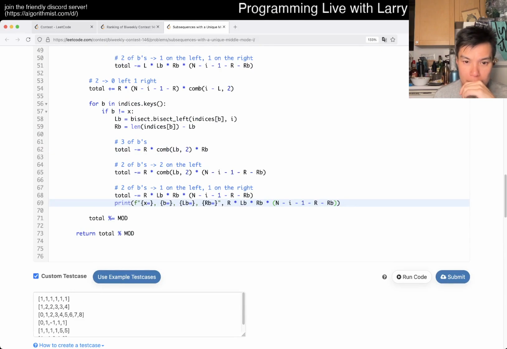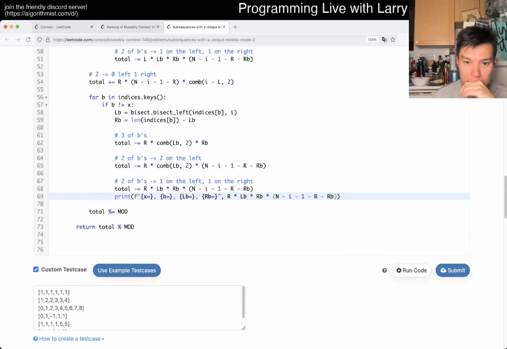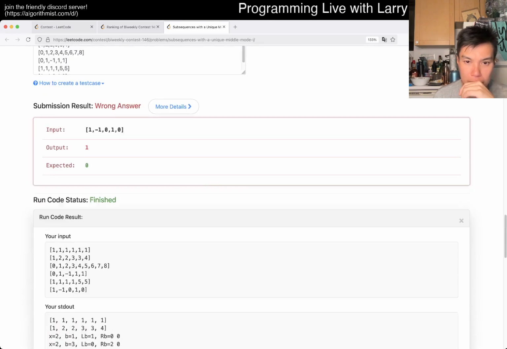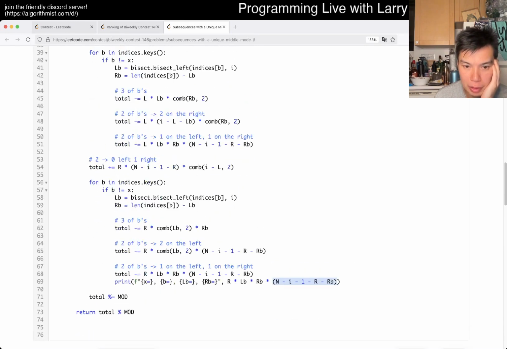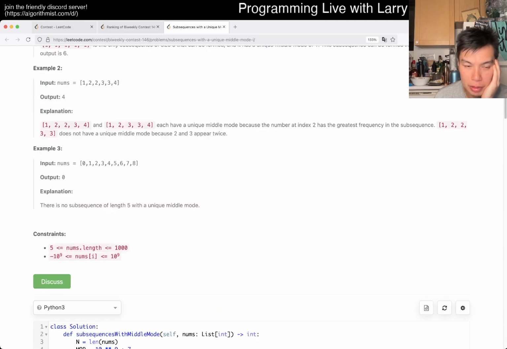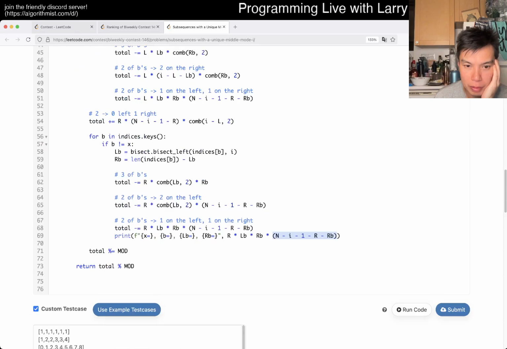Why? LP times 5B, right, that's good. 1, 1, 1, R is also 1. So then you have this thing. Am I just off by 1 here? No, there's no more numbers on the right. On the, oh, is this on the right?